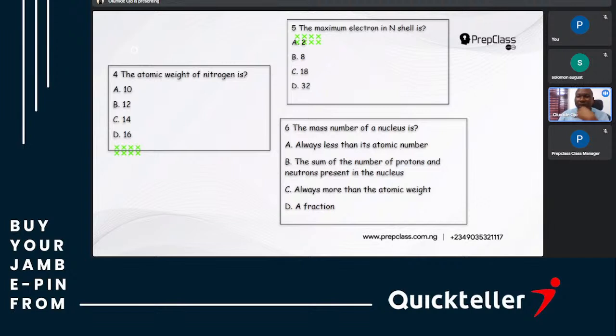Now, the maximum number of electrons in the N shell. In the shells we have K, L, M, and N. The maximum number of electrons in the K shell is 2. The L shell is 8. The M shell is 18. And the N shell is 32. So it's always 2, 8, 18, and 32. So the maximum number of electrons in the N shell will be 32. Do you get that? Yes, sir. Very correct.